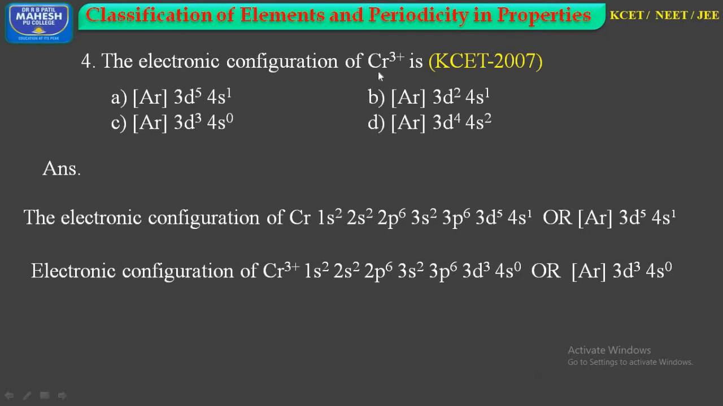But we have the cation of chromium with 3 plus charge. So students, from the valence shell we need to remove 3 electrons, 1 electron from the 4s orbital, whereas the rest of the 2 electrons we remove from the 3d orbital.